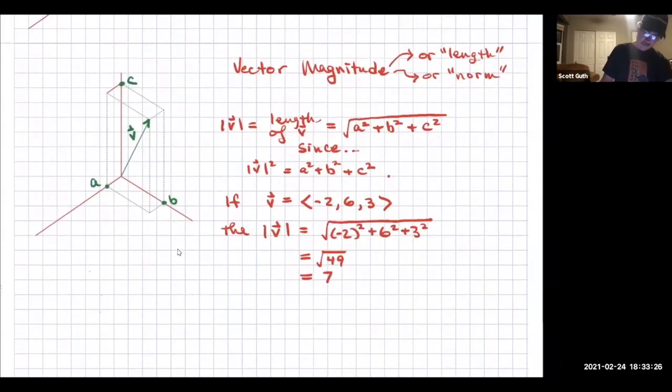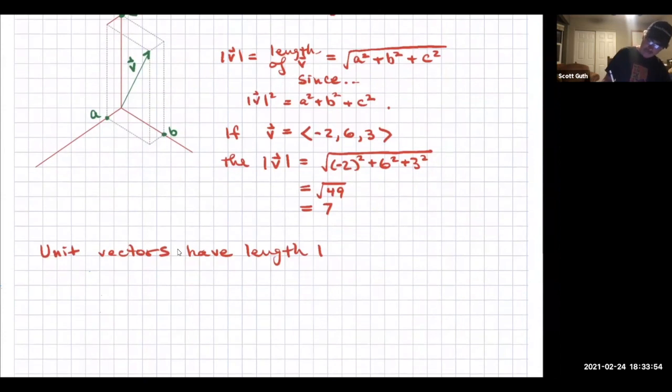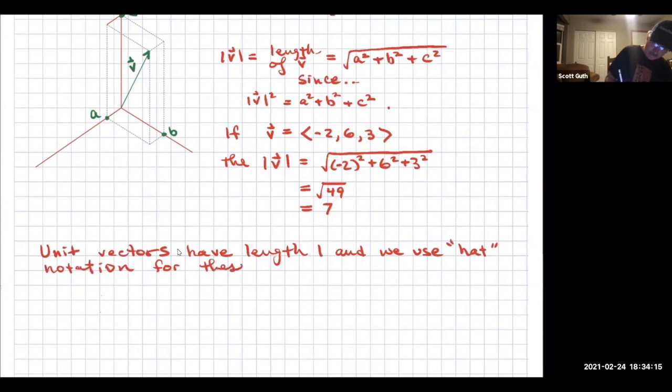All right, so this is a quick summary of vector magnitude. Just a straightforward formula with our example. Now, after talking about vector magnitude, we've got to talk about unit vectors. These are straightforward. They have length 1. And we use hat notation for these, not barbs.